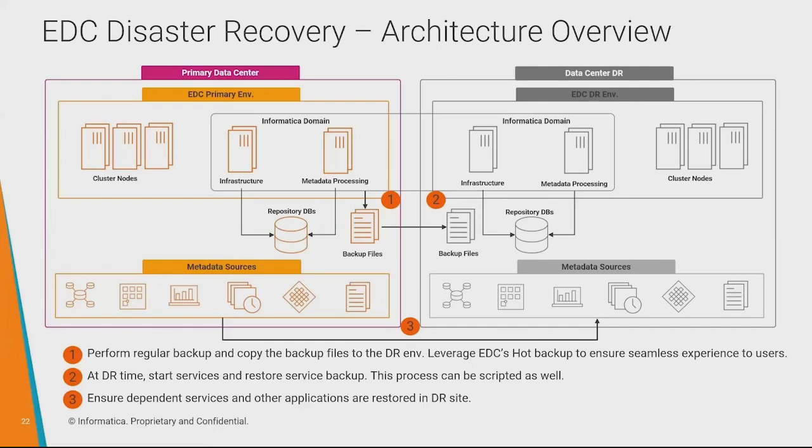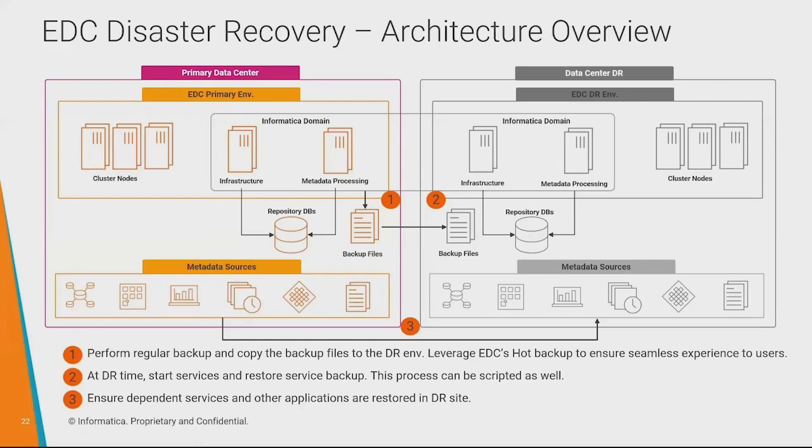But I believe in a real life scenario, if EDC is to be shifted to a DR site, you don't really need the metadata sources to be available on the DR side, because you may not need to run scans at that point. But at least all the metadata, all the content of the catalog, should be able to be restored in the DR site and should be searchable. And I should also mention that all your user authentication processes like LDAP, since they are all part of the same Informatica domain, will also be intact.